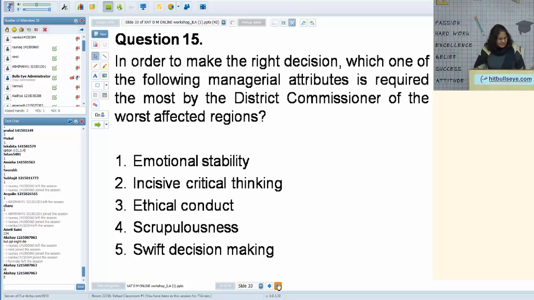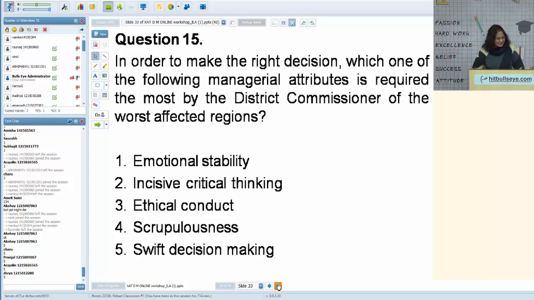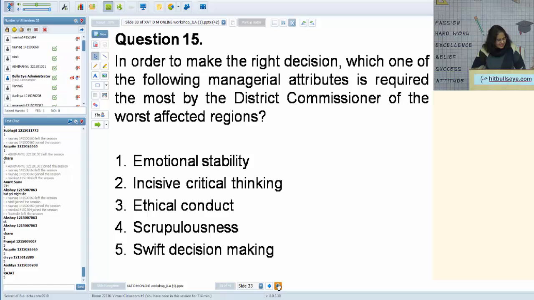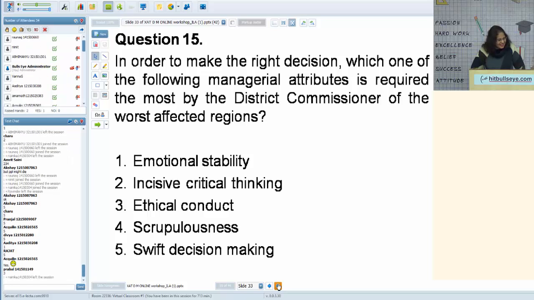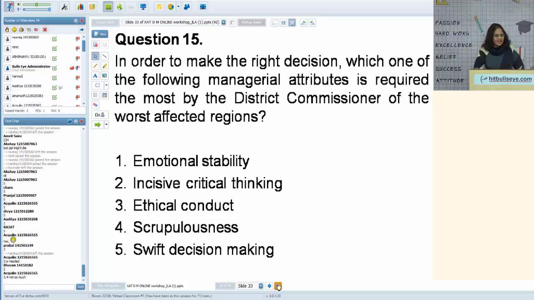So what does this guy need? Yeah, a decision making workshop. We know what this guy needs. Yes, he needs emotional stability, but can he do without ethical conduct there? Or scrupulousness? About the details, he has to be very scrupulous. Or some critical thinking? Okay, so second is needed, third is needed, fourth is needed, first is needed. Ethical, the conduct has to be ethical. Every action has to be ethical.